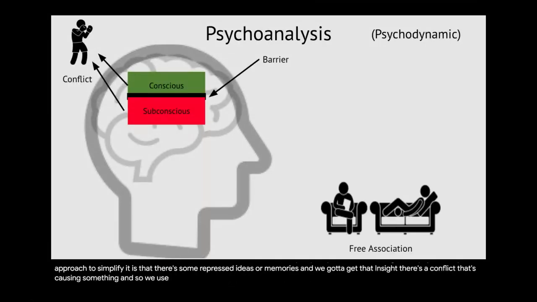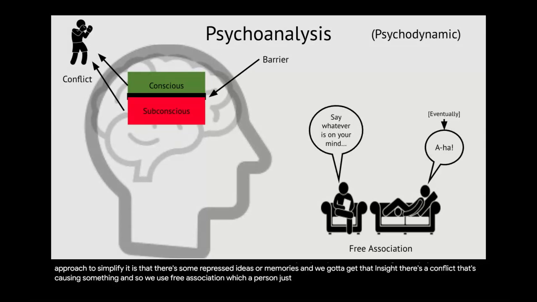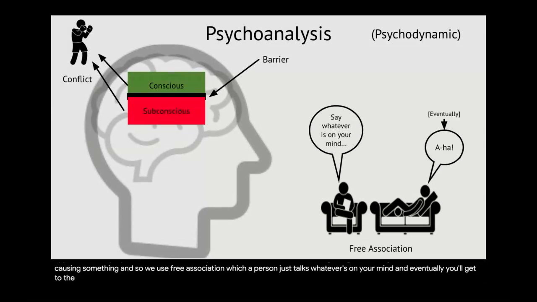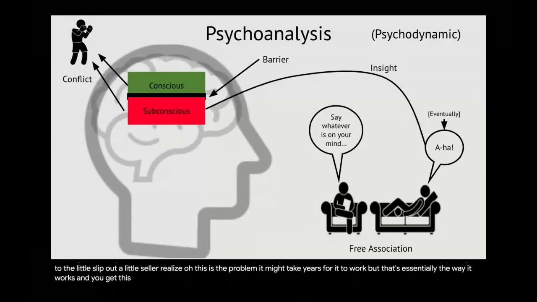And so we use free association, in which a person just talks about whatever's on their mind, and eventually it will slip out. You'll suddenly realize, oh, this is the problem. It might take years for it to work, but that's essentially the way it works. And you get this insight, this realization, oh, that's what it is. It's a conflict between me and my sister or my brother or whatever.